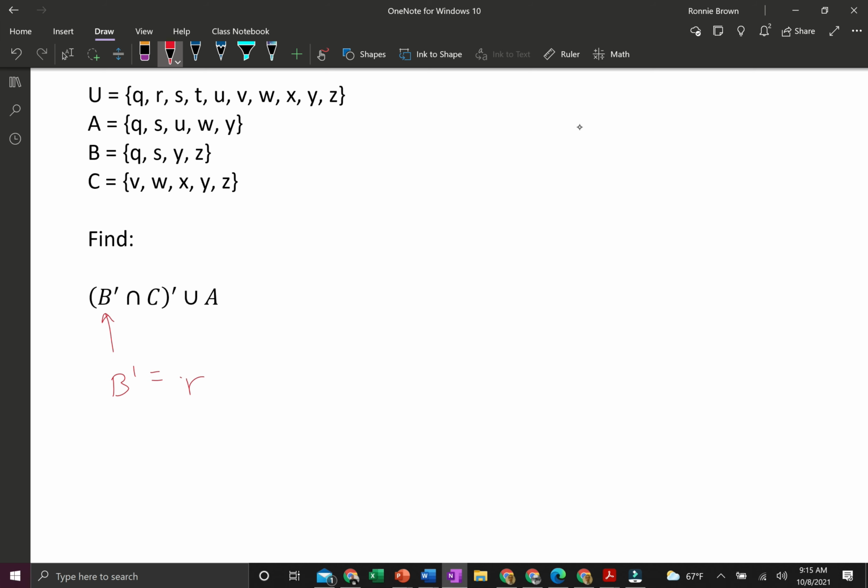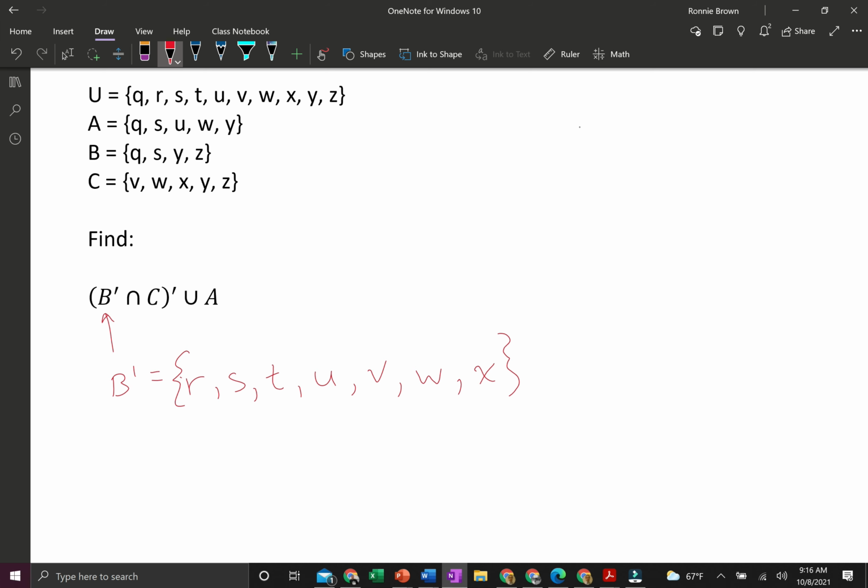R, S, T, U, V, W, and X. Right? It's everything that's not in B, however, everything else is in the universal set. So that would be our B prime.